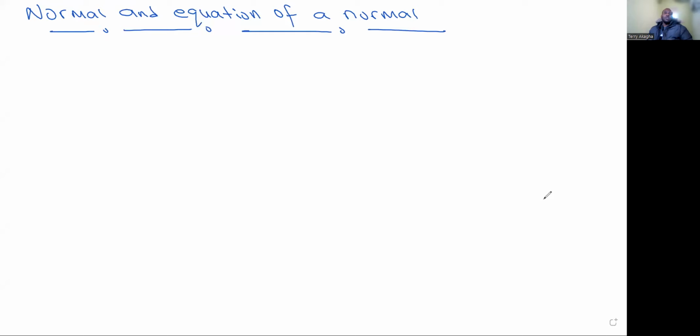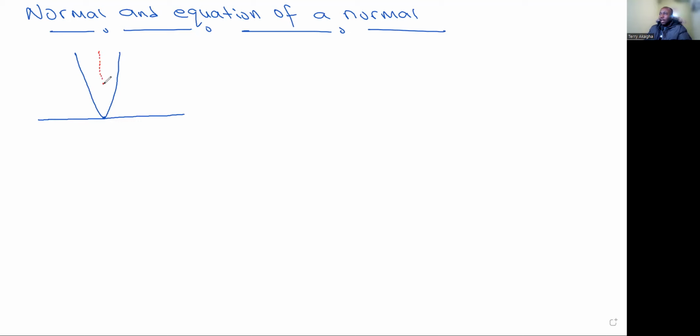So I'll get straight to it. Basically, a normal is a line at right angles to the tangent. If you remember in the previous video, I told you that a tangent is a line that just touches a curve. This is a tangent. But now, what is a normal? A normal is a line that is at right angle to the tangent.